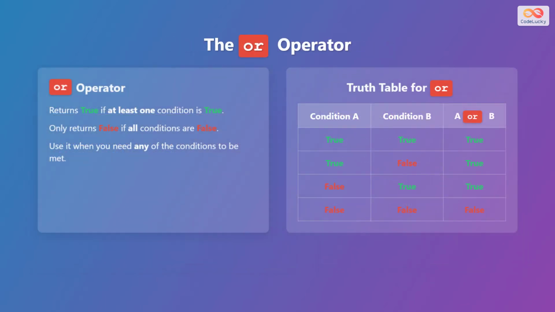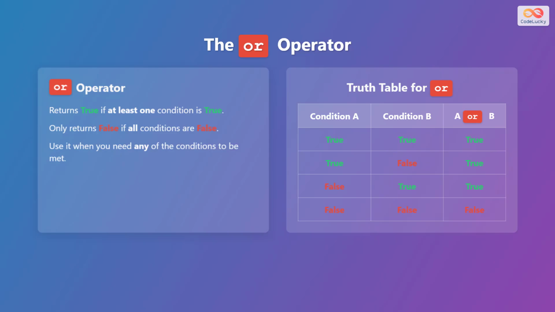Next up is the OR operator. The OR operator returns true if at least one of the conditions is true. It only returns false if all the conditions being checked are false. You would use it when you need any of the conditions to be met.